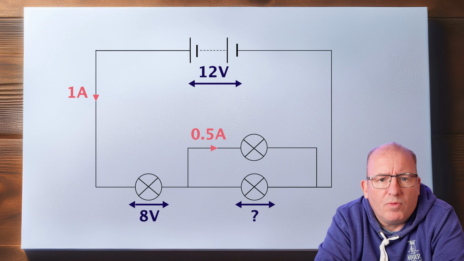In all these examples, I've assumed that the lamps are all identical. If we change the resistance of the lamps, that changes things a bit. So bear that in mind.